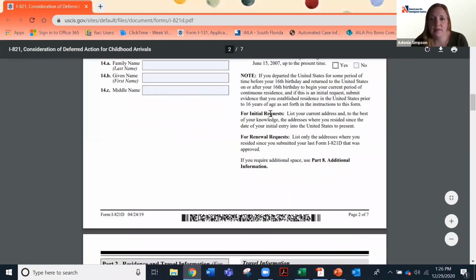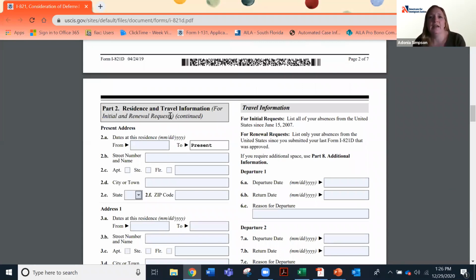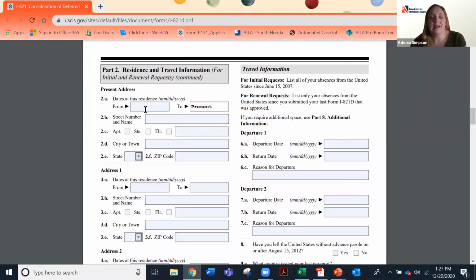So you'll check yes if that is the case. And I recommend, before you start an application, really go back and try to think out a timeline, because you do need to provide all your addresses since June 15th, 2007. So go ahead and write those out. And it's not only the addresses, it's the time frame. If you don't know exact dates, that's okay. Do it to the best of your estimation. If you think it was in January of 2009, you could say January 1, 2009.